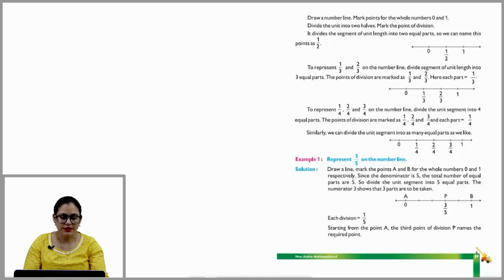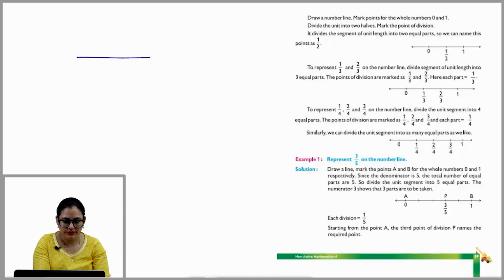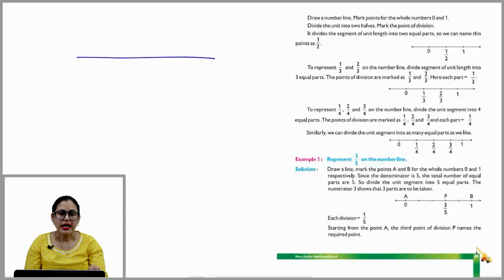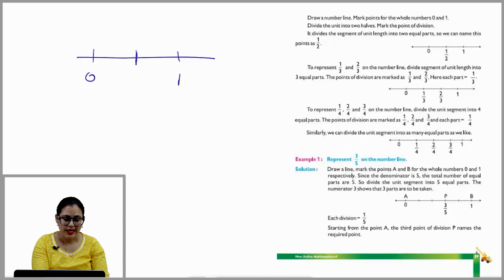First, you will draw a number line. Here you will mark points for the whole numbers 0 and 1. Now you have to divide the unit into 2 halves. Now you have to mark the point of division. This is half.